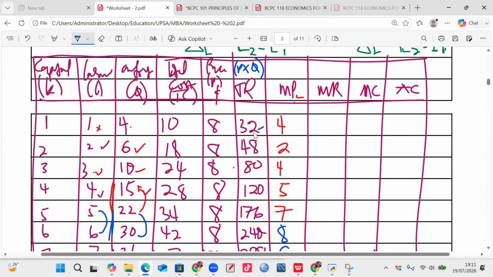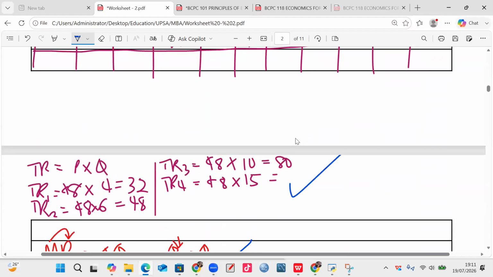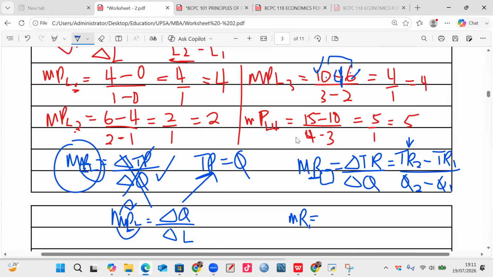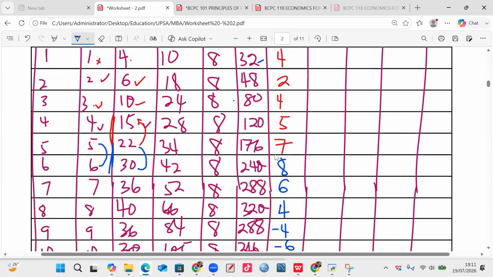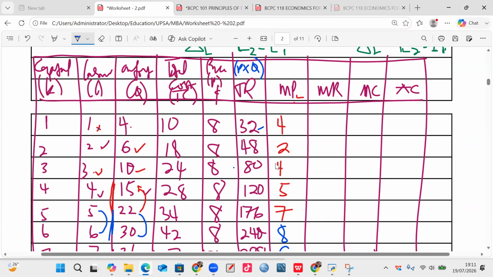So here we have 32 TR. Change in TR. This is the current TR for labor 1. Current is 32, minus the previous. The previous is 0, just as we were doing it. So 32 minus 0. The first labor level is labor 1, and the previous is 0. So what do we have? 32. Are we okay? Yes, please.